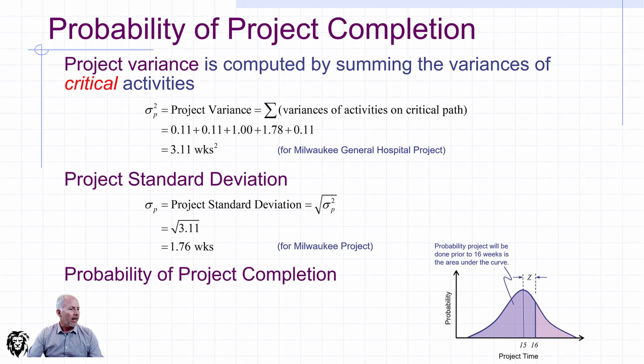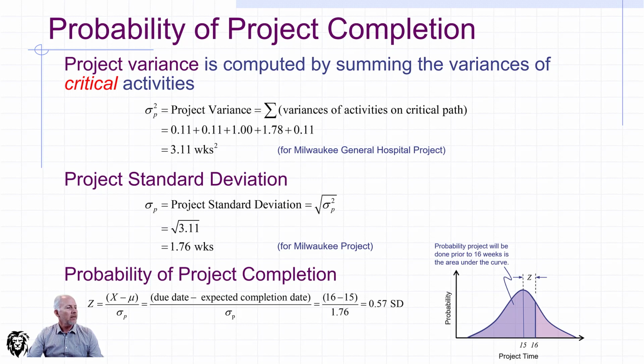And so the way we do that is we use this formula. We calculate Z, and Z is equal to (X minus nu) divided by the standard deviation, where X is our target time frame, and nu is our expected time, the sum of all of our time estimates on the critical path. We divide that through by the project standard deviation. So we have the due date minus the expected completion date, divided by our project standard deviation. So we have 16 minus 15 weeks, all divided by 1.76, and we get 0.57 standard deviations as the value for Z.